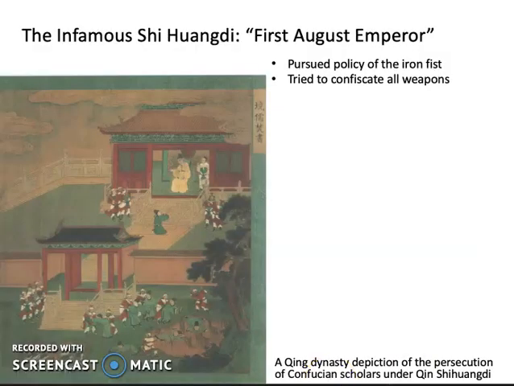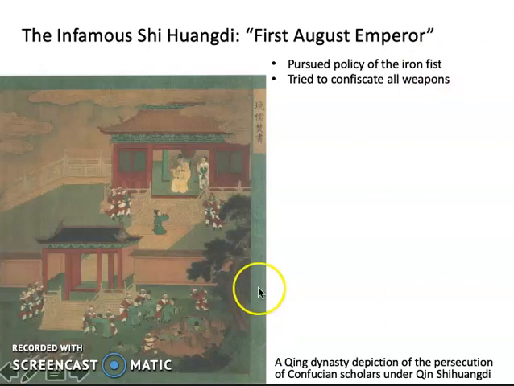Now, Shi Huangdi is infamous, right? Infamous, remember, means famous for all the wrong reasons. Famous for being a monster. So he pursued the policy of the iron fist, meaning he was a totalitarian, authoritarian dictator who used the constant threat of state violence to control the populace.